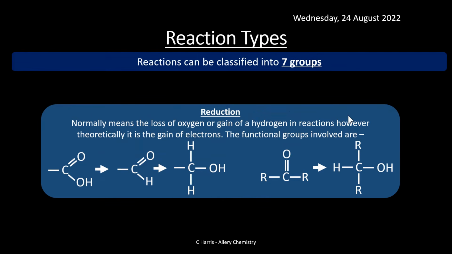And your final one is reduction. It's obviously just the opposite of oxidation. So this normally means the loss of oxygen or the gain of hydrogen in reactions. In reality, this is the gain of electrons. So reduction is the gain of electrons. The functional groups normally involved are the other way round from what we see with oxidation. So carboxylic acids going to aldehydes, going to alcohols, or ketones going to secondary alcohols. But don't worry too much about these. You might think, what on earth is he talking about? You will see a lot of these reactions in future topics. It's just to introduce them to you.